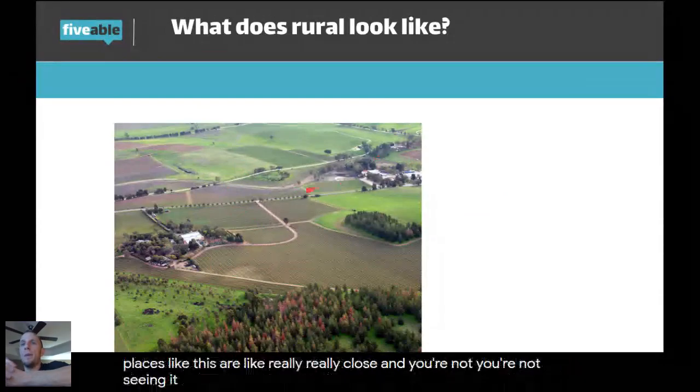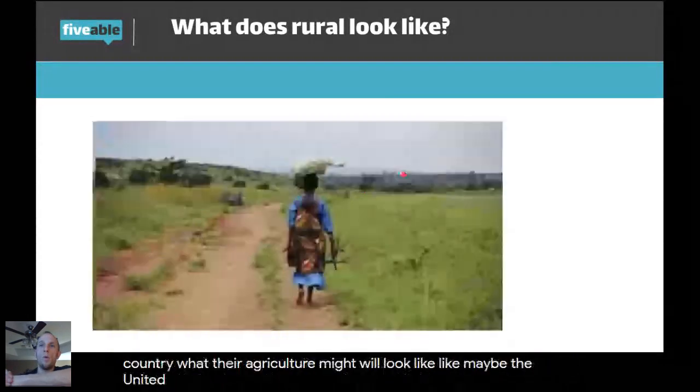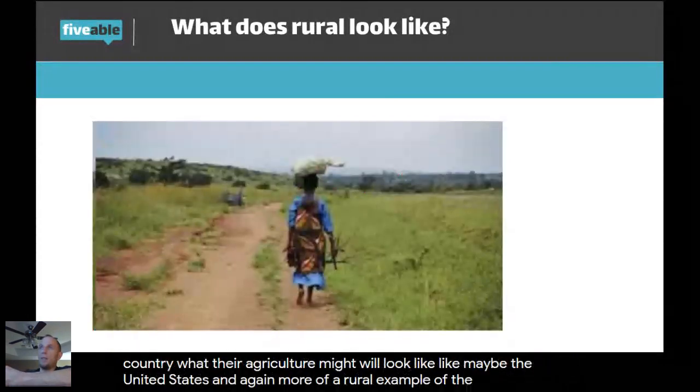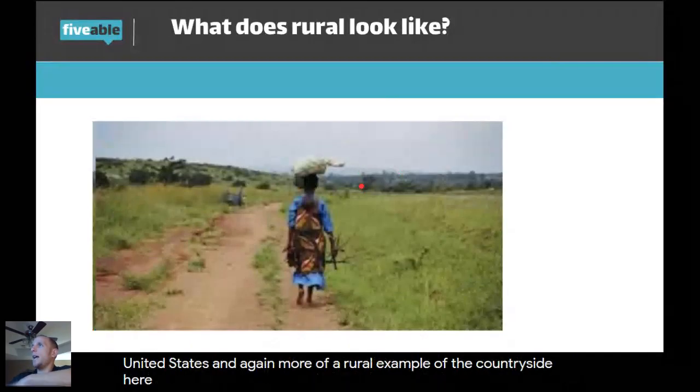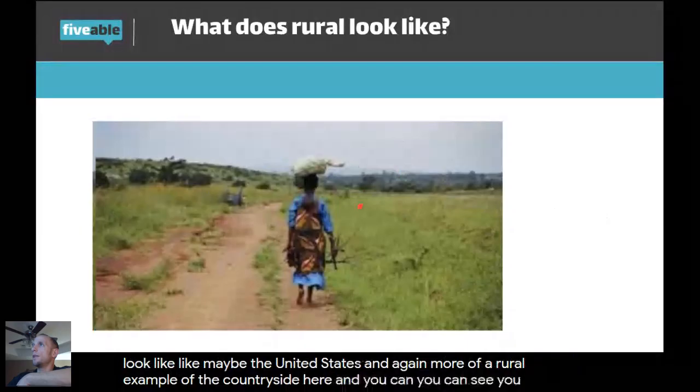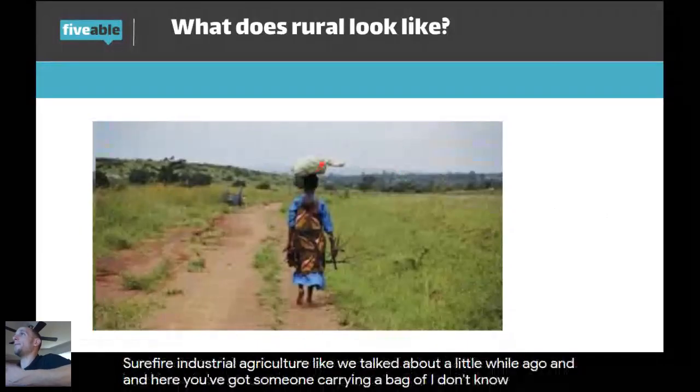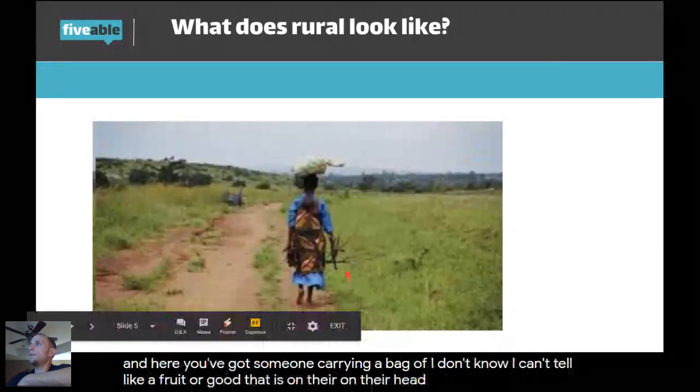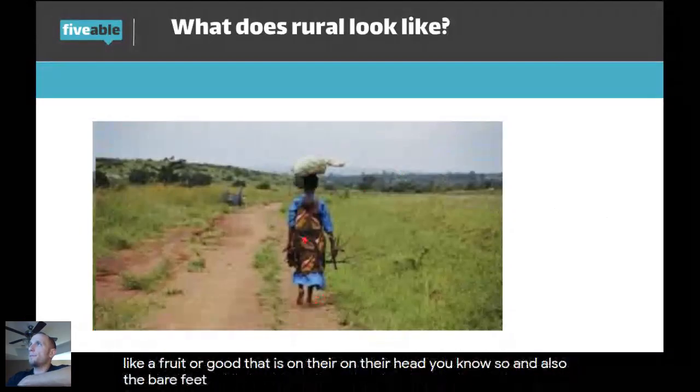So this here is maybe more like what rural looks like in a developing country. All right, so this here would definitely be commercial agriculture, or maybe a more developed country, what their agriculture might look like, maybe the United States. And again, more of a rural example of the countryside here. And you can see the differences between the two clearly. This one here looks like surefire industrial agriculture, like we talked about a little while ago. And here you've got someone carrying a bag of, I can't tell what kind of fruit or good that is, on their head. And also the bare feet, very, very different look.